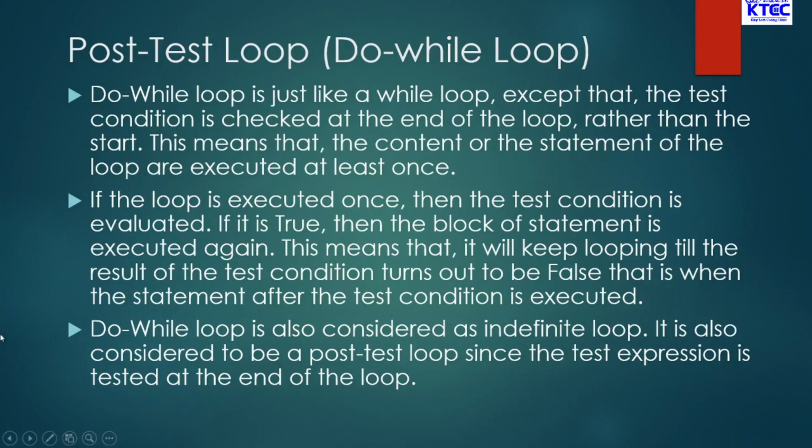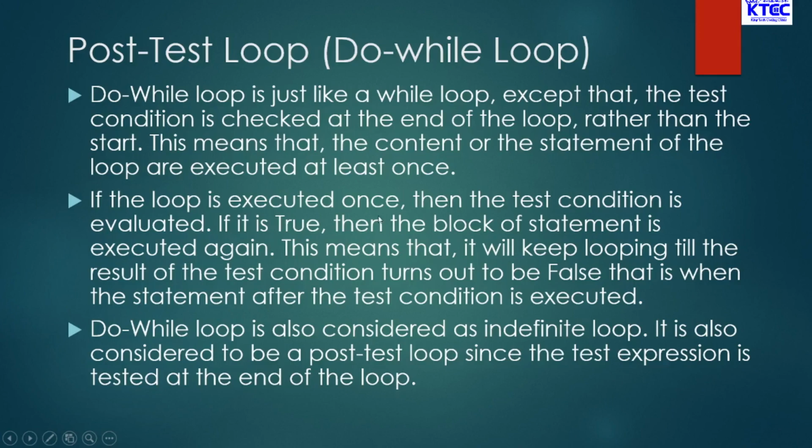So let me go over this again. The do-while loop is just like the while loop, except that the test condition is checked at the end of the loop. So with the while loop, it checks at the start, but with the do-while loop, it checks at the end. So this means that the statements of the do-while loop are executed at least once. So that is the difference here.